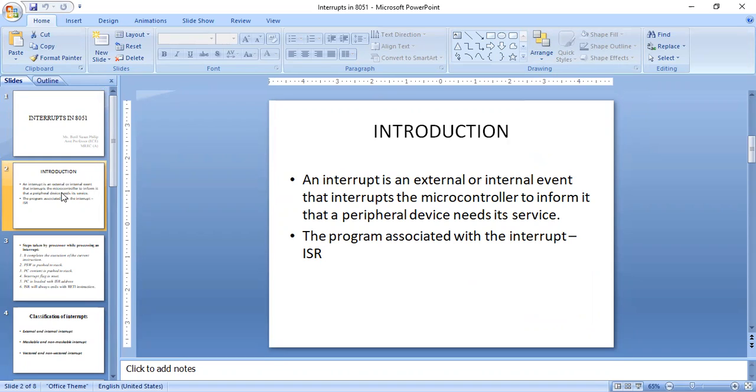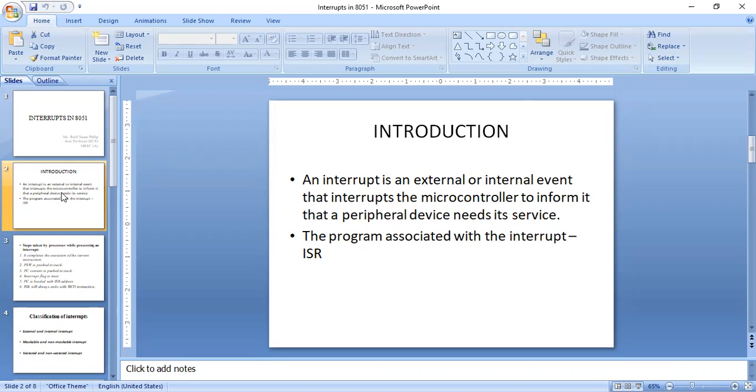It informs the microcontroller that a peripheral device needs the service of the microcontroller. Suppose the microcontroller is executing some program. In between that, a peripheral device needs the service of the microcontroller. It gives an interruption.